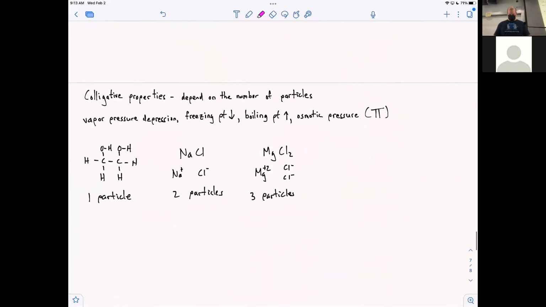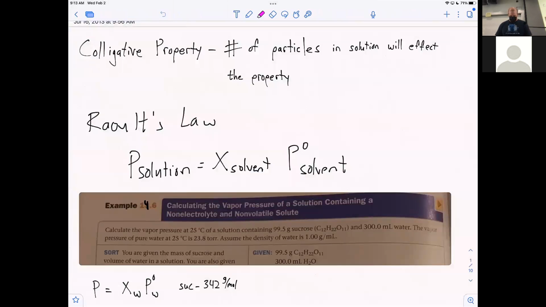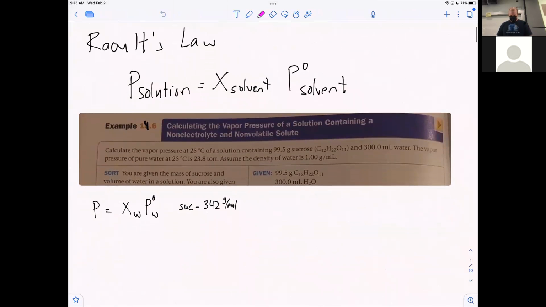Okay, and the next thing we're talking about are colligative properties. These are properties that depend on the number of particles. They're vapor pressure depression, freezing point depression, boiling point elevation, and osmotic pressure. So we'll start out with Raoult's law.